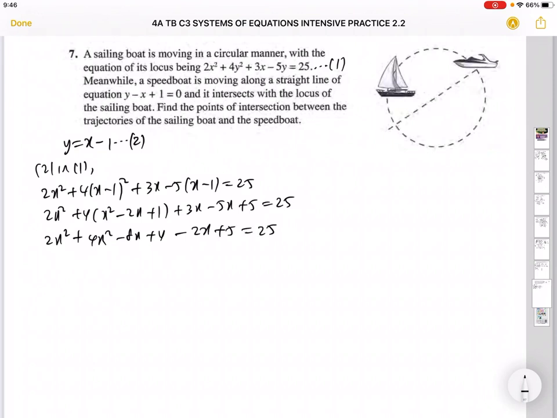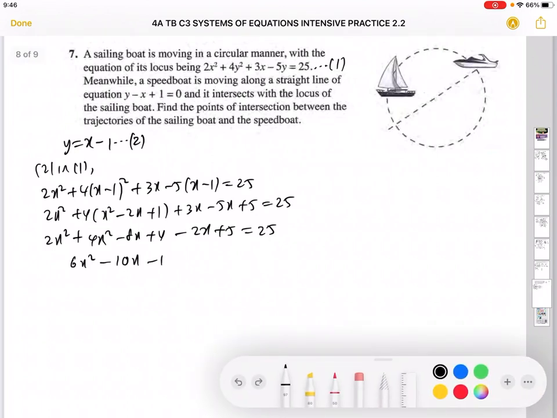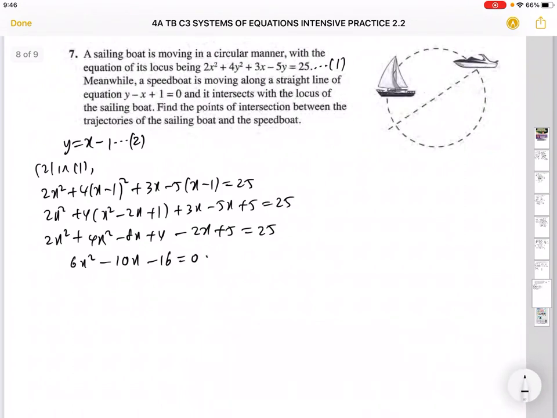Okay, lastly, I just have to add this up. 2 plus 4 is going to give us 6x squared. Minus 8 minus 2 is minus 10. 4 plus 5 is 9. If I minus 25, I get negative 16. The result equals 0. Divide by 2. Some people say slow and steady wins the race. No, slow is never steady. Fast and furious is better.